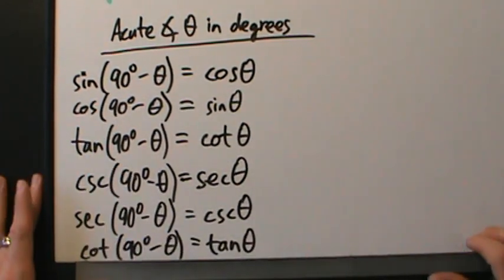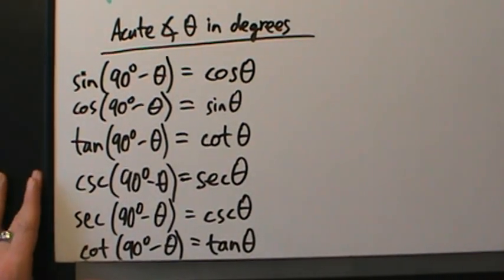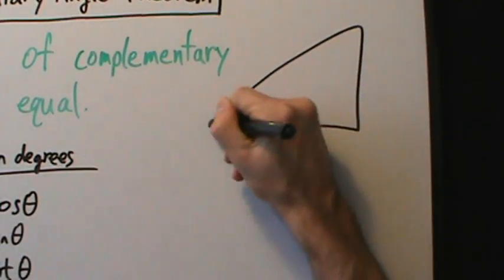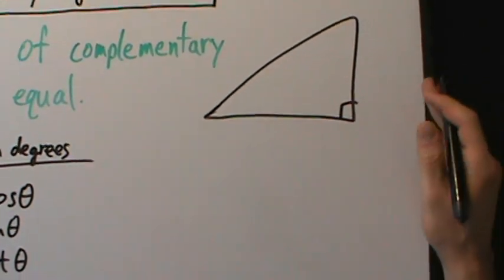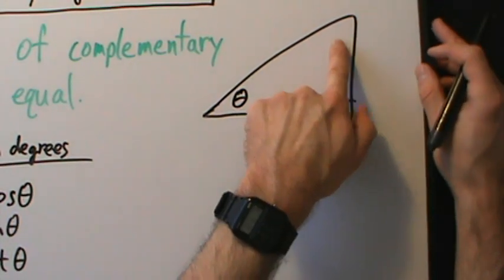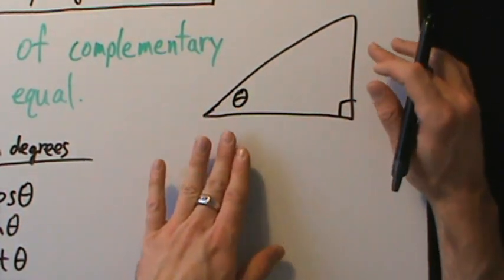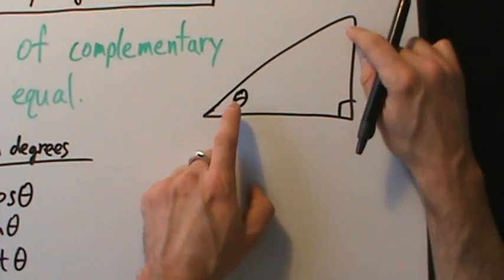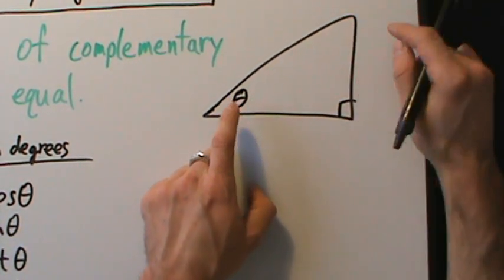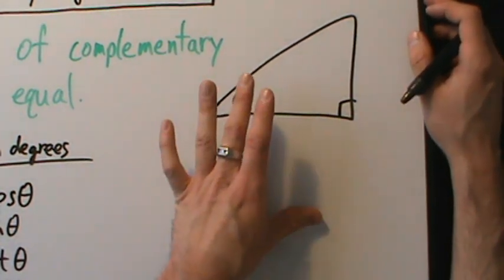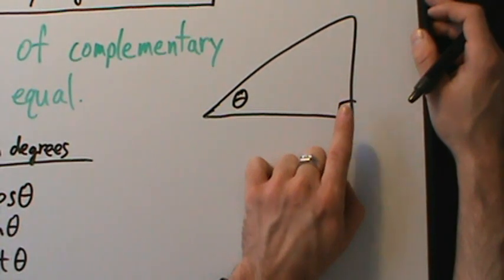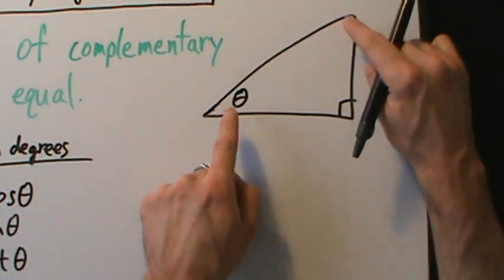So where does all this come from? Why is this all true? How's that useful? Well, let's come over here and draw a picture of a right triangle. Remember, in a right triangle we have a right angle, and then let's say we have an angle theta over here. This angle theta and this other angle up here are complementary, because in any triangle all three angles add up to 180 degrees. This one's already 90 degrees, so these two have to also add up to 90 degrees.